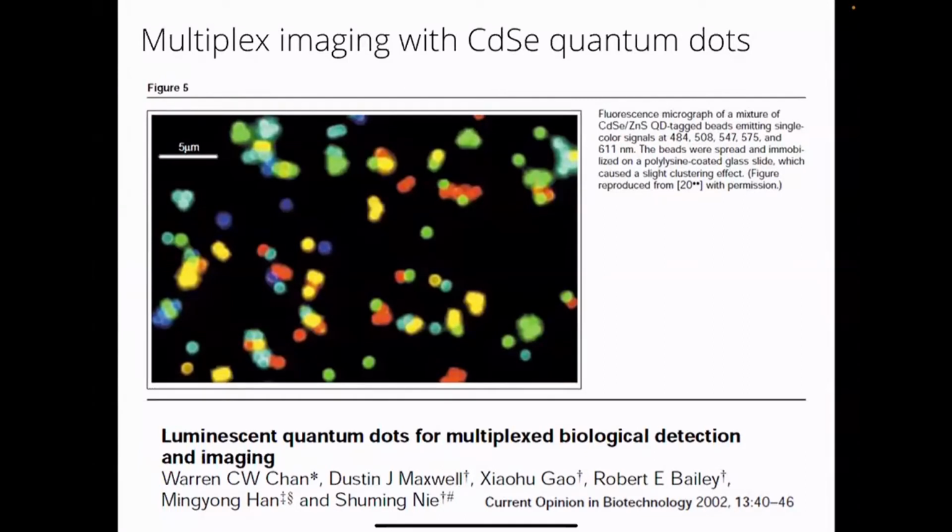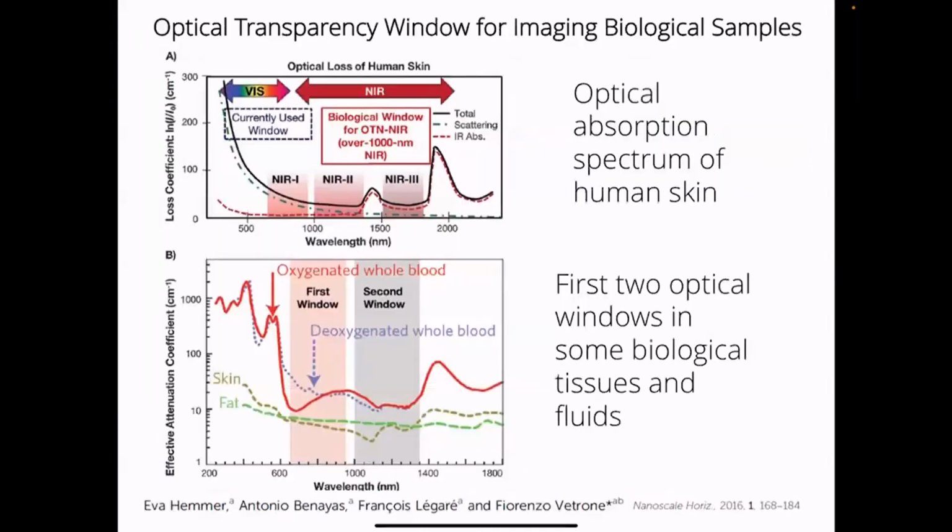If we think about multiplex imaging or targeted imaging using different targets with different colors, we can look at these objects by changing the color of what's binding to them. That's one fundamental theme I'm going to talk about. And then another fundamental theme is the optical window for imaging.